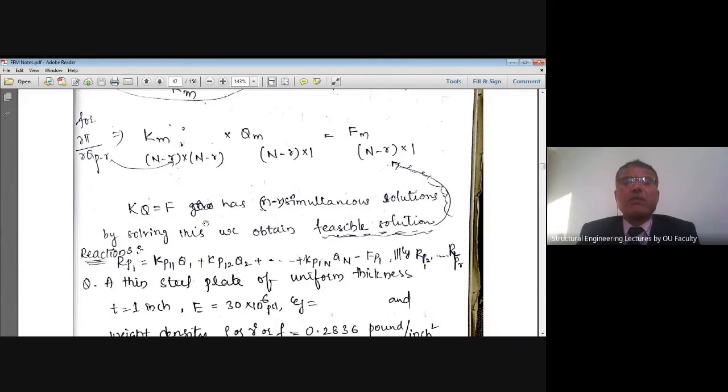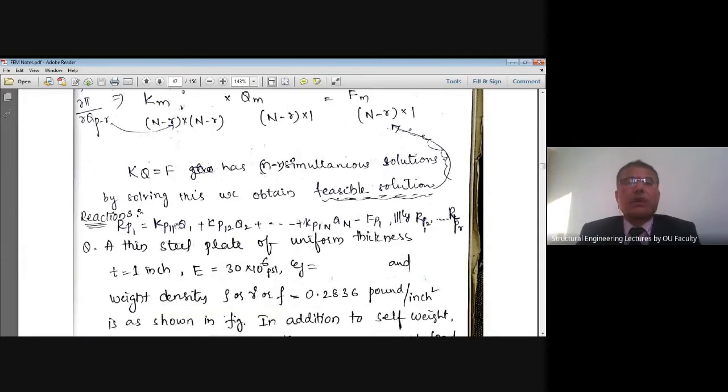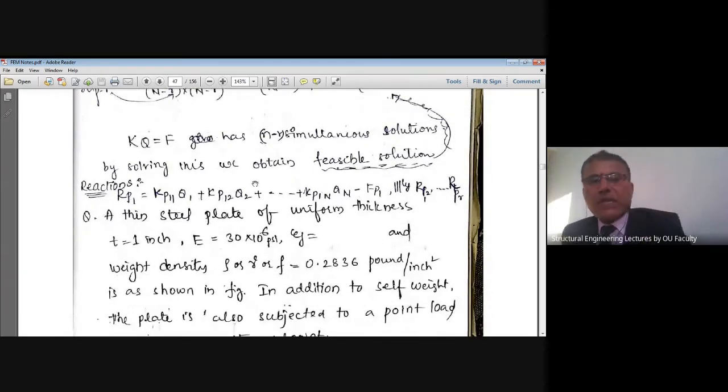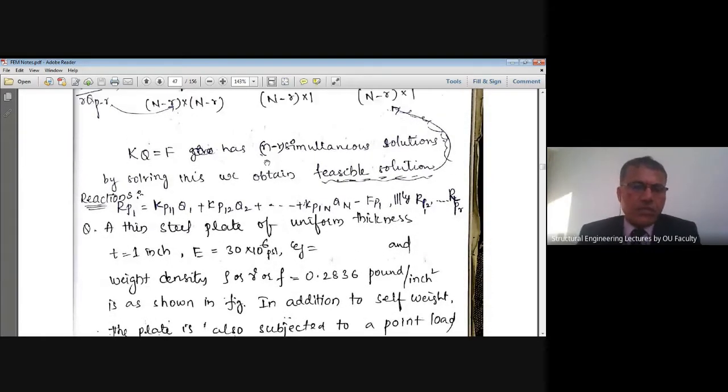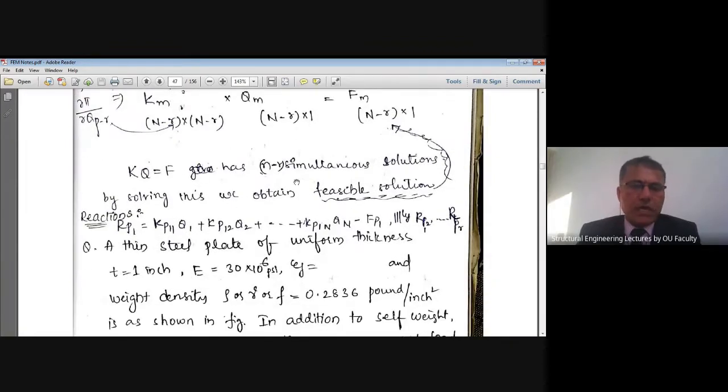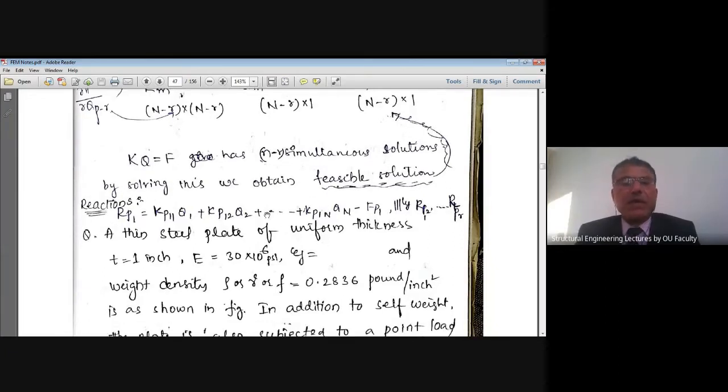Kq = F, the equilibrium equations. Now I'll get n−r simultaneous equations. Solving this will give the appropriate feasible solution. Once I get the appropriate feasible solution, meaning q1, q2 and so on, which are independent, later on we'll substitute in the dependent equations, solving which I'll get all the unknown degrees of freedom from q2 onwards. If q2 is specified, then q3 onwards, up to the last degree of freedom I'll get.